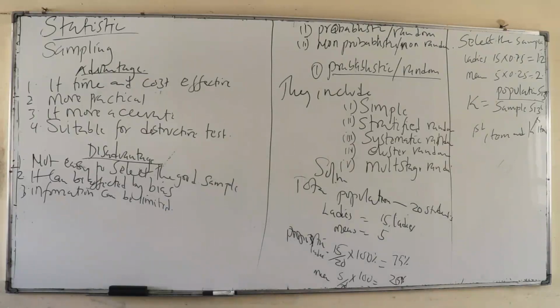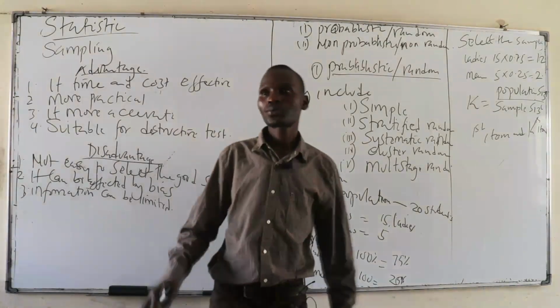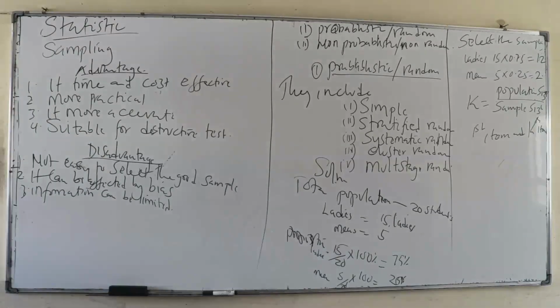Number 2. So that was what we were looking at. We said we have probabilistic random and non-probabilistic random. So now probabilistic random has five further methods, okay? Number 1 is simple, number 2 is stratified, number 3 is cluster, number 4 is systematic, and lastly is multi-stage, okay?